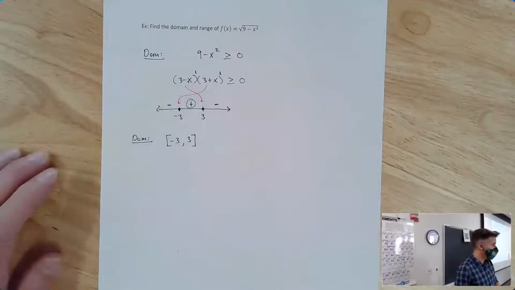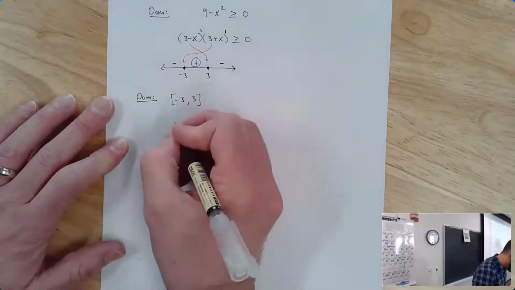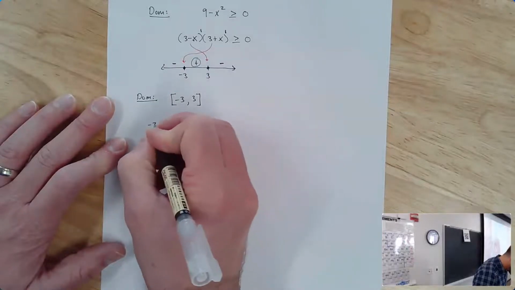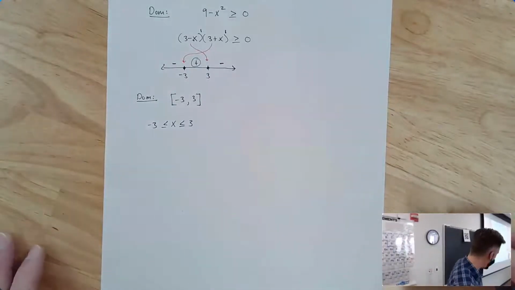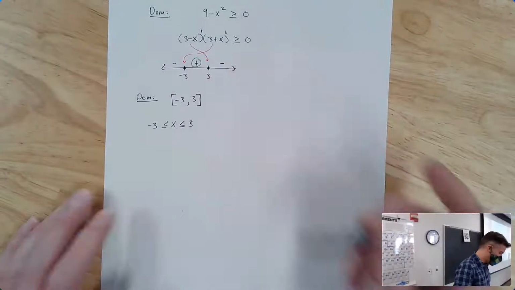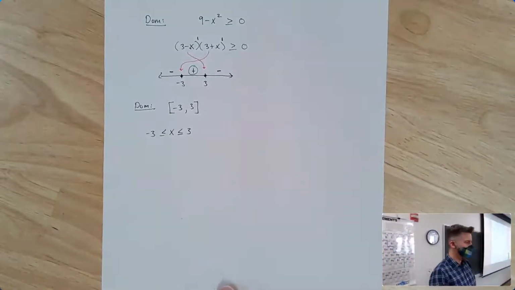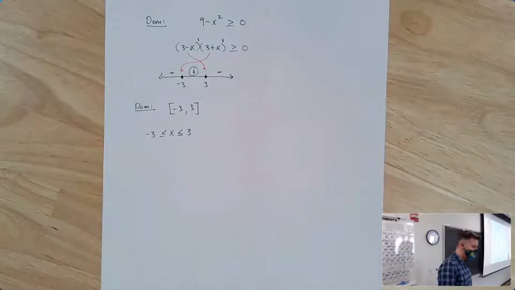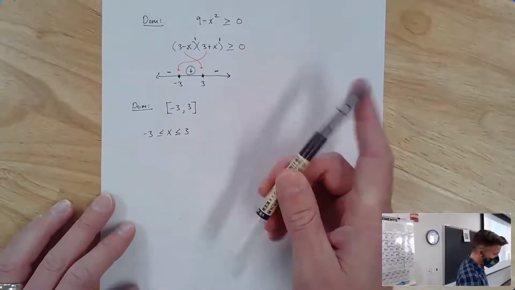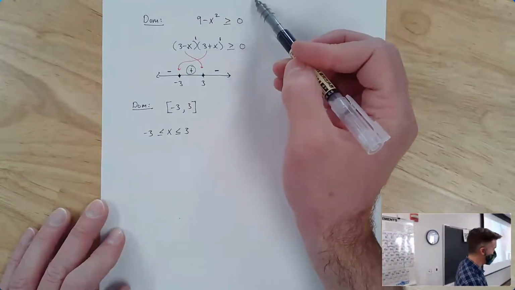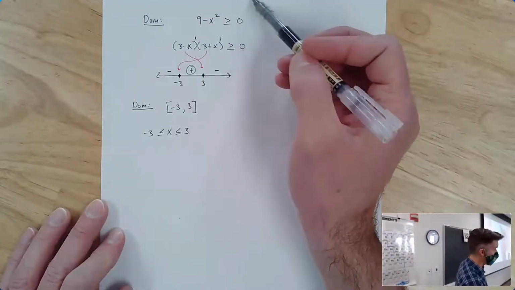Or if you wanted to write this using inequalities, you can write it as x less than or equal to 3, bigger than or equal to -3. Although I would encourage you all to do it like that. Let's verify that that makes sense. If I pick a number bigger than 3, like 4, oh yeah, that's not going to work out. Because 9 minus 4 squared is 9 minus 16, which is -7. And we can't take the square root of -7.